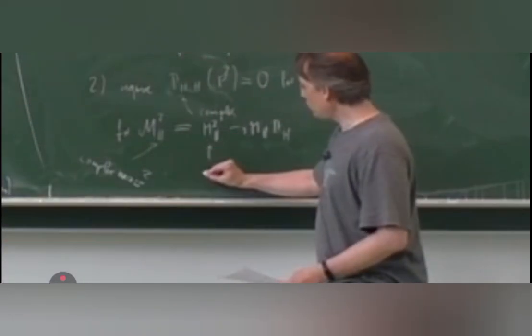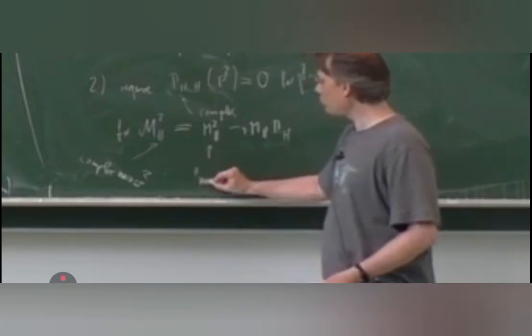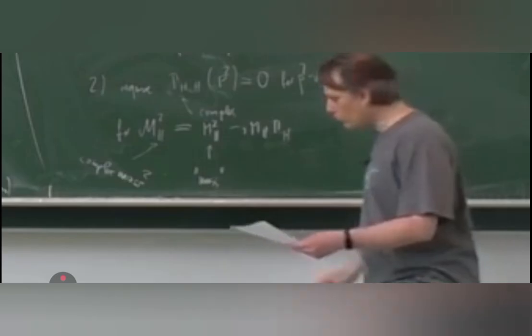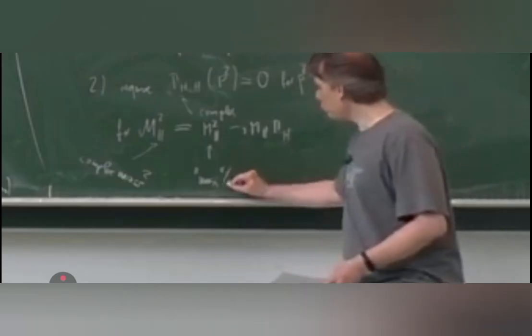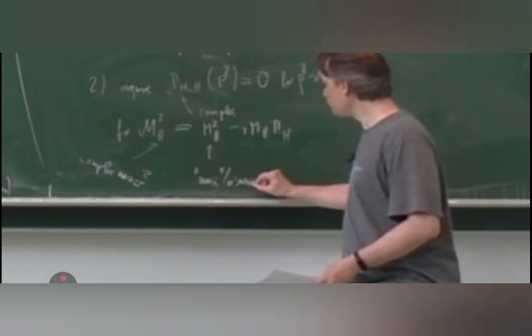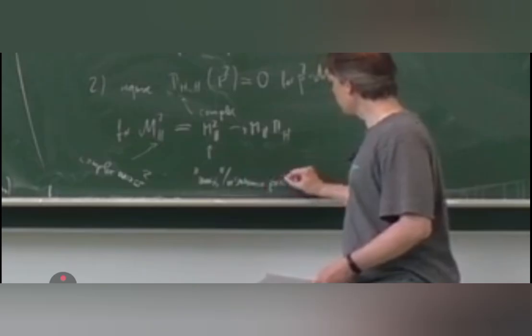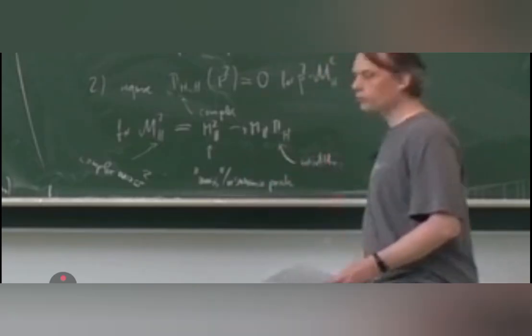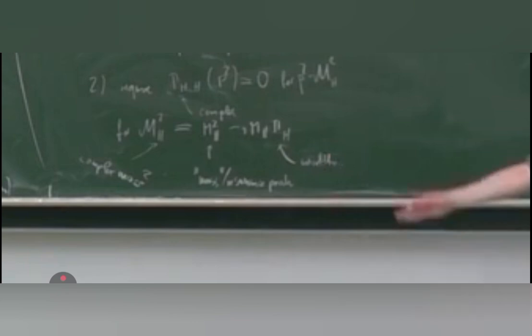That is what you would then typically call the actual mass of the particle, which is a real number, and it corresponds to the location of the resonance peak, and that here is the width of the resonance peak, and at the same time it is the width of the particle, in other words 1 over the lifetime of the particle.